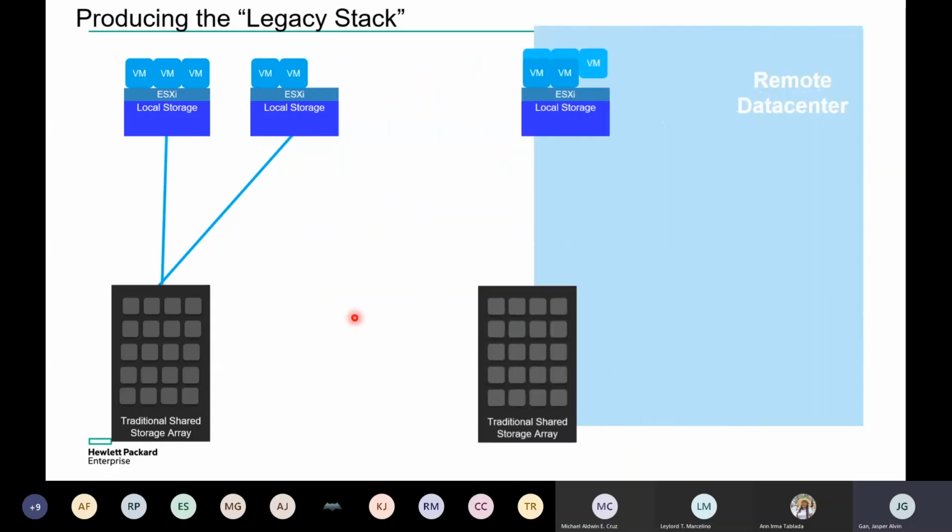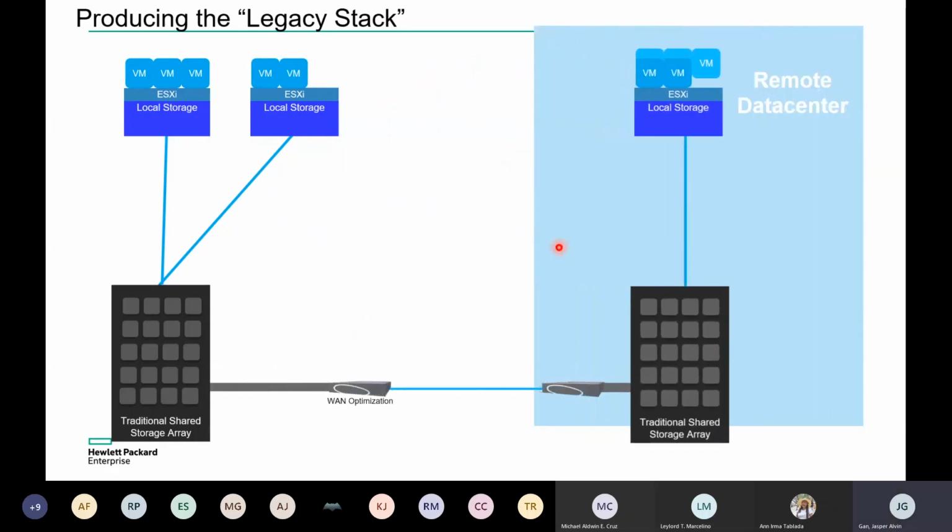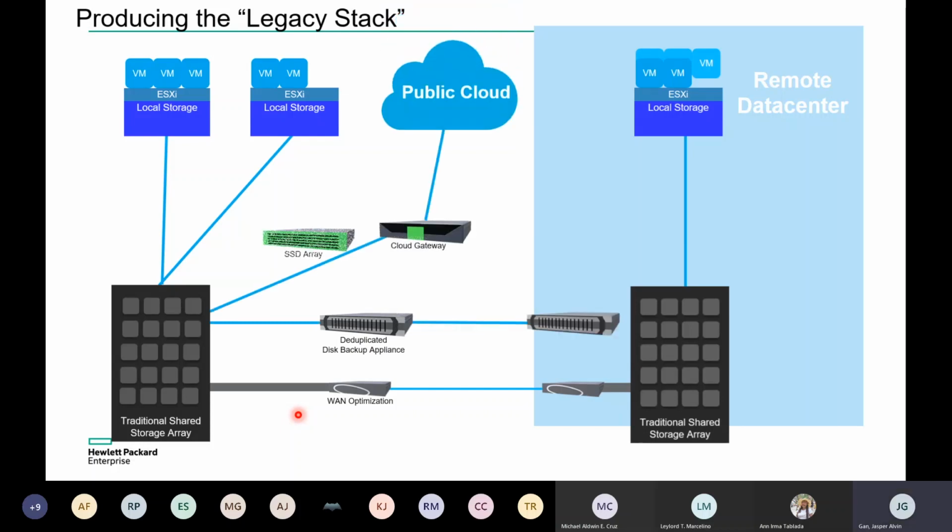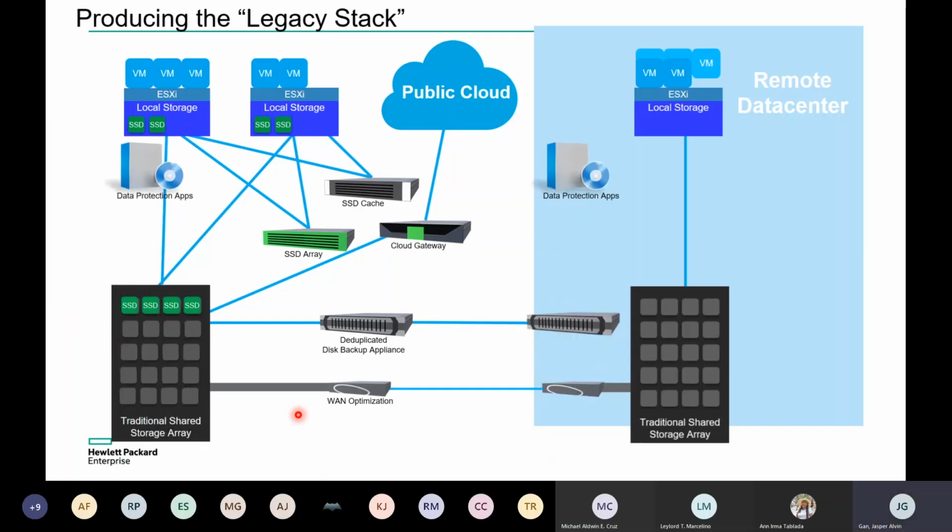We have some servers, a traditional storage array. If we have an offsite DR, we have a mirror image of that setup, like another storage and servers. We might have some WAN optimizers for the bandwidth between those two sites, as well as a backup appliance, some SSD arrays or SSD caching, and some backup applications or replication applications for us to do our operational tasks. So as you can see, for us to have that enterprise capability, like data protection, data efficiency, good performance, we usually need to have lots of equipment in our data center.